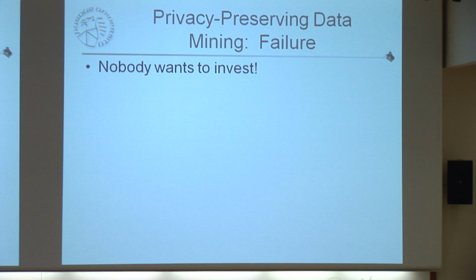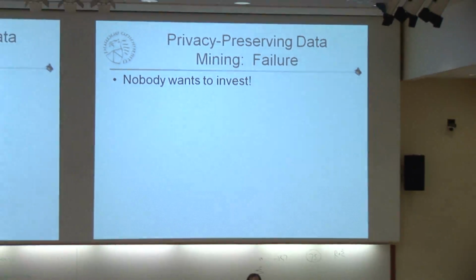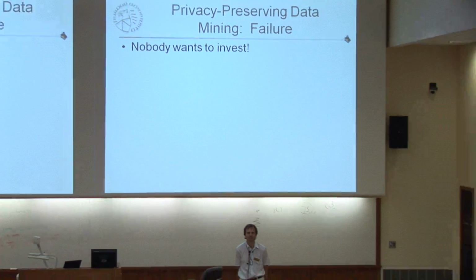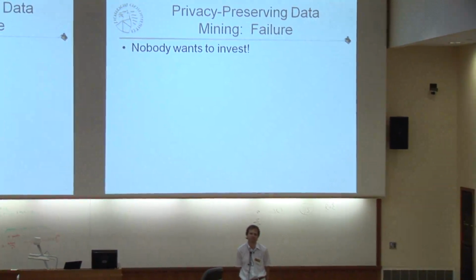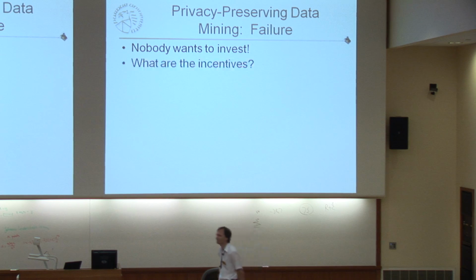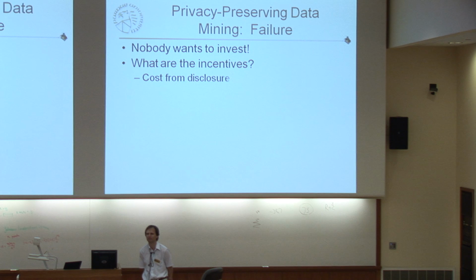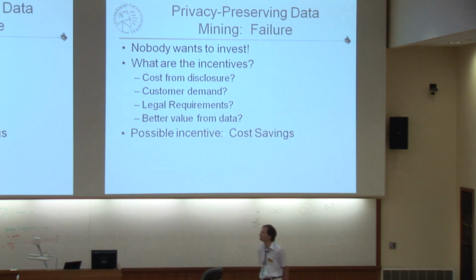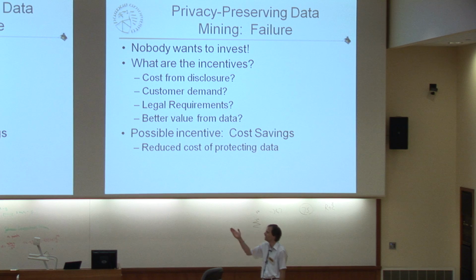Why? Nobody wants to invest in it. People are willing to pay for privacy. How much are they willing to pay? Turns out it's pennies. The data is worth a lot more exposed to the people who have it than the cost of building this technology. What are the incentives? Cost from disclosure, customer demands, legal requirements, better value from data. Well, you don't get better value from the data than you would just looking at the raw data. The one possible incentive we have is, well, maybe I don't have to work so hard to protect the data if I don't see it.